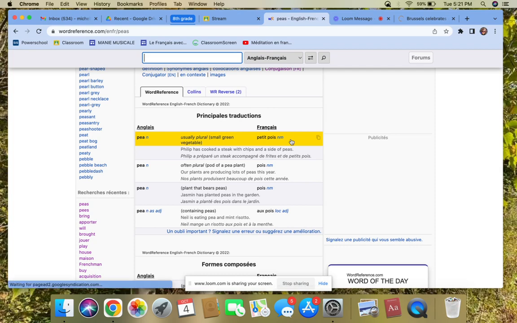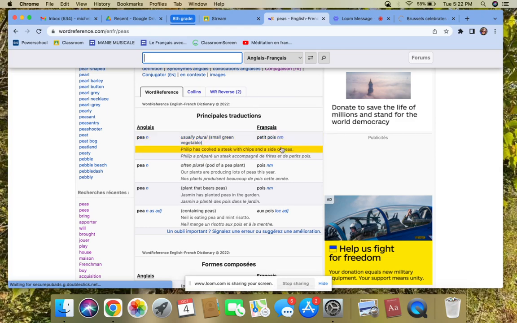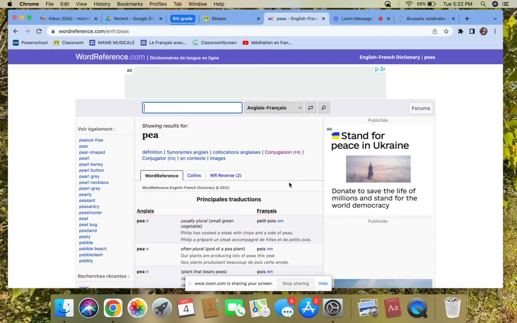Okay, so spelling counts. Make sure you're spelling it correctly and that you have the right part of speech. So that's a noun. Pees, P-E-E-S, that is a verb. So you want to use the noun if you're saying I'm putting baby peas in the salad or whatever it happens to be. Okay, so spelling counts and context matters. Read the sample sentences, check the part of speech. Go back and forth and study it in two different directions, French to English, English to French, and I think you'll be in good shape.